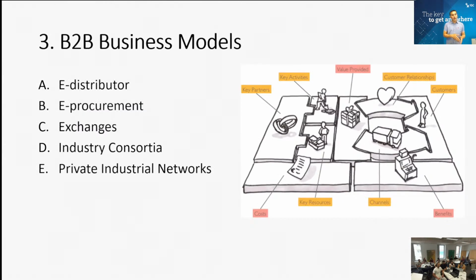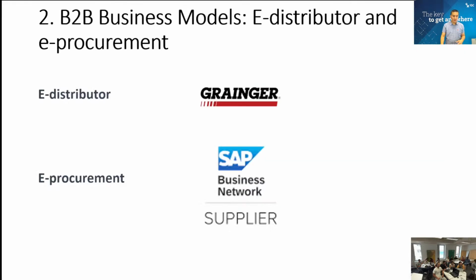Then, when we move into the B2B business model, we have these 5 different types of business model. So we have the e-distributors. For instance, Grainger is a broadline supplier of maintenance, repair, and operating products, whose operations are primarily in North America, Europe, and Asia. Grainger has an online platform where businesses can purchase the goods they need.